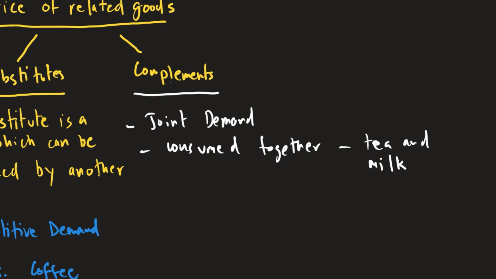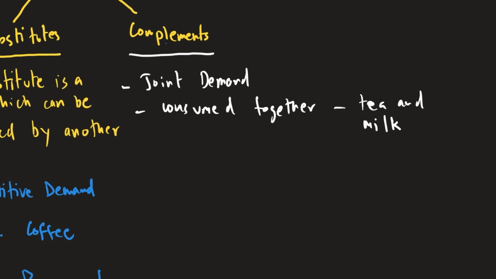And we will see that whenever there's a fall in the price of one good, for example tea, there will be an increase in the demand for its complement, which is milk, because more tea consumed will result in more milk to be demanded. We can draw a diagram to see this.